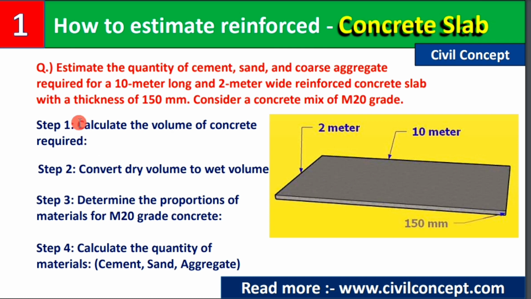Okay, so we will do here step by step calculation. In step number 1, we will calculate the volume of concrete required. Step number 2, we will convert dry volume into wet volume. In step number 3, we will determine the proportion of material for M20 grade of concrete. In step number 4, we will calculate the quantity of materials like cement, sand and aggregate. Okay, so let's start with step number 1.